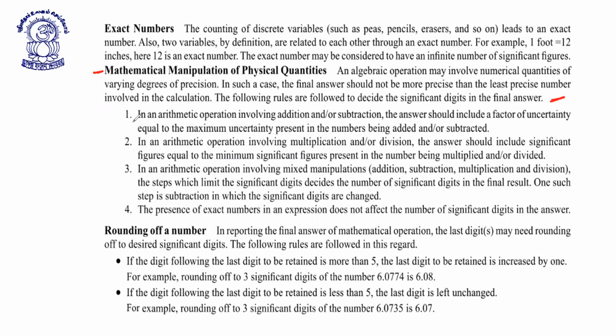Now we are going to discuss what this mathematical manipulation means. For example, if you are given addition or multiplication or subtraction or division of different digits, and you want to find the significant figures in the final answer, then you have to follow these guidelines. Very, very important. First case, in an arithmetic operation involving addition or subtraction, the answer should include a factor of uncertainty equal to the maximum uncertainty present in the numbers being added or subtracted. For this, let me show you an example.